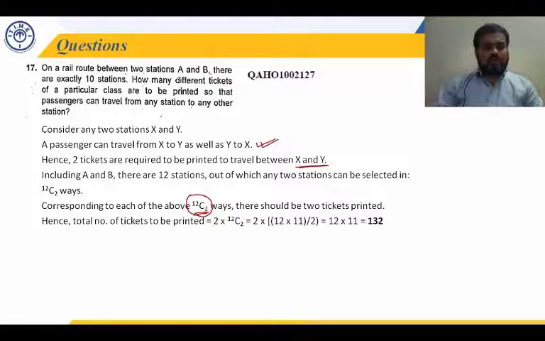So the total number of tickets to be printed will be 2 into 12C2, which is 2 into 12 into 11 by 2. So this 2 and this 2 will cancel out. So we'll get 12 into 11, which is 132. And similar to the previous example, you can also write this as 12P2.